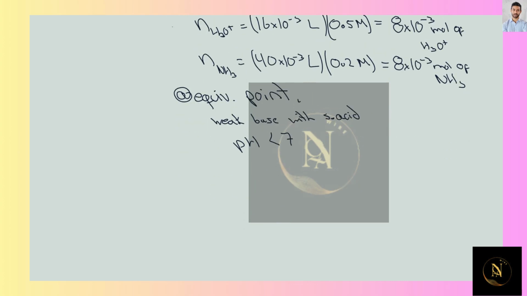And finally, for part C, we have added 36 milliliters of HCl. At this point, we are way beyond the equivalence point. The pH is given by the excess of hydrogen ion, so the pH is going to be acidic as well. And that would be all.